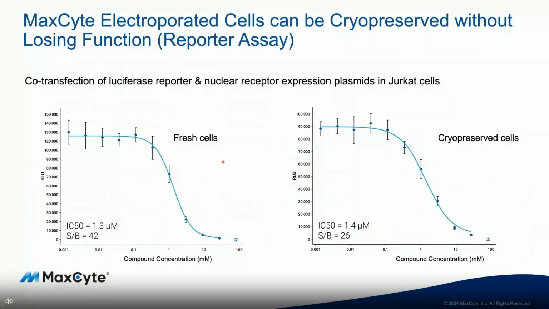This is an example in Jurkat cells with a luciferase reporter and a nuclear receptor expression plasmid, where you can see freshly electroporated cells and cryopreserved cells basically have the same IC50 for compound inhibition, whether using fresh or cryopreserved cells. So if you can electroporate a large number of cells, cryopreserve them, and then take out that frozen aliquot for screening to give consistent results, that will ultimately save time in the end, and you'll get similar performance to freshly electroporated cells.